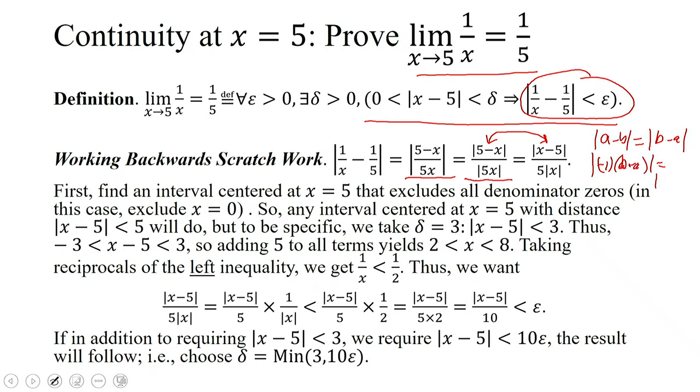And so this is the same thing as the absolute value of minus 1 times the absolute value of b minus a. And of course, that's equal to 1, the absolute value of minus 1. So at any rate, we'll be using those things as we go along. And one other thing that we do need to work with is the idea that if we have an interval that's centered at x equals 5, we need to exclude all denominator zeros.